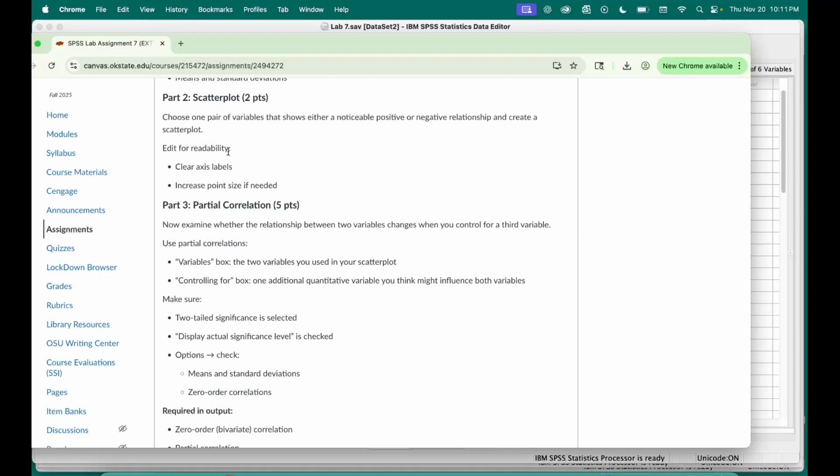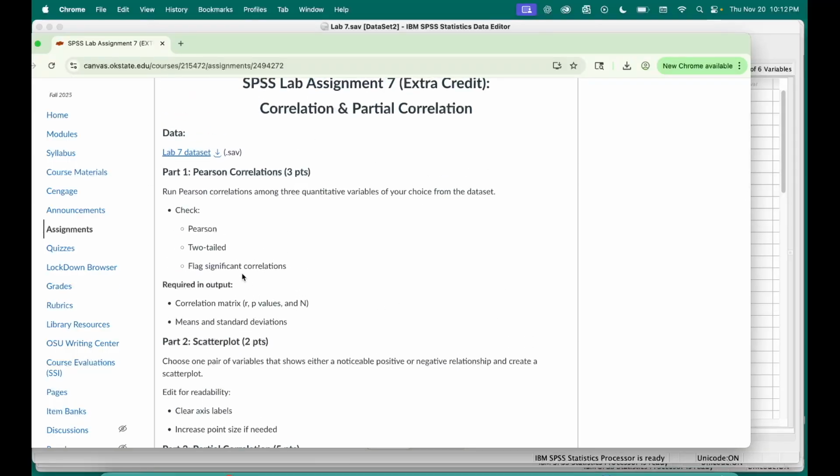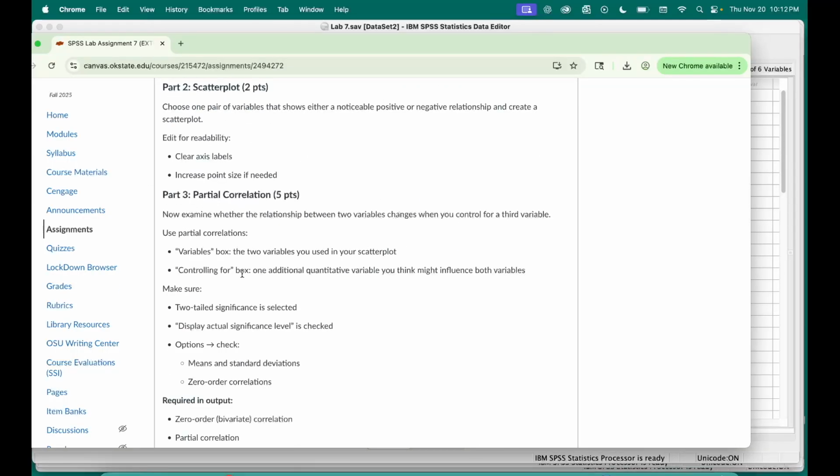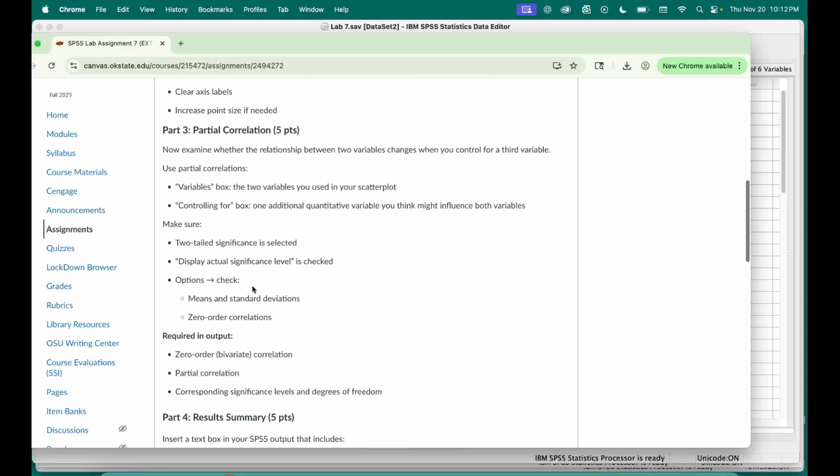As long as you don't pick a set of variables that are very clearly not related in this data, meaning they have a very high p-value that well exceeds 0.05, then you'll get points for doing the scatter plot with those two variables. Pick a pair of variables based on the output from the correlations.